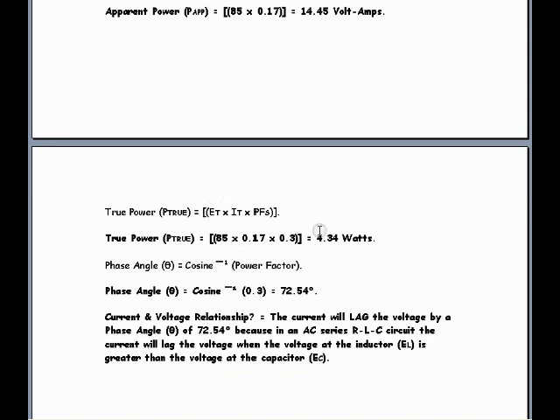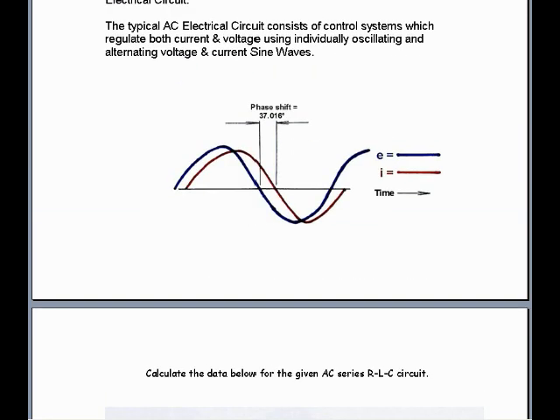And when we do so, we calculate a total power, actually a true power output for this given circuit, of 4.34 watts. Next, the phase angle, as we will go back to the first diagram. We have a phase shift in degrees, or phase angle, between the voltage and the current sine waves.